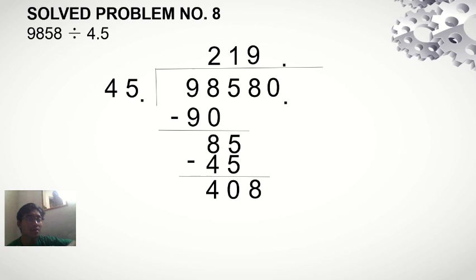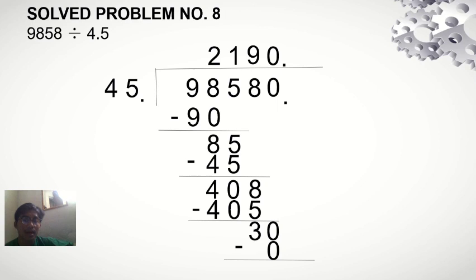Ilan? Meron tayong 9. So, 45 times 9 is 405. Kasi pagka ginamit natin ay 10, which is hindi naman masyado nangyayari yon, 50. Magiging 450 siya, which is napakalaking exceed niya sa 408. Alright, minus natin. 408 minus 405 is 3. Ibaba natin. So, 30 divided by 45, since it cannot be, so we are going to consider 0. So, 45 times 0 is 0.